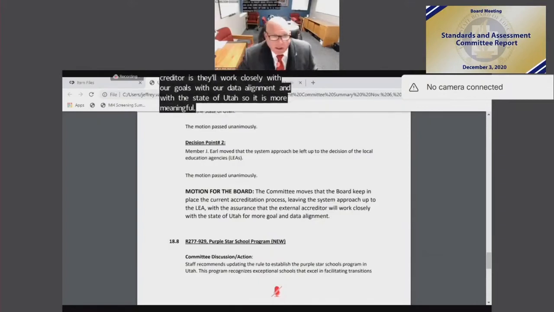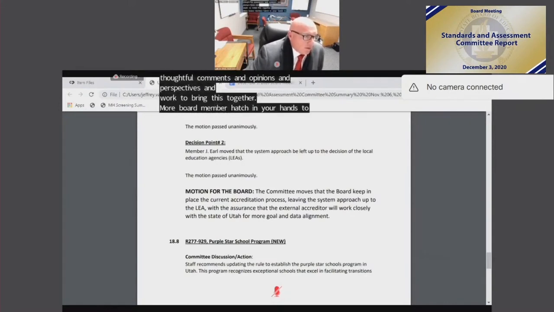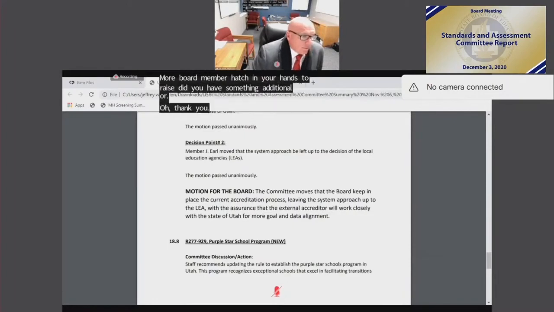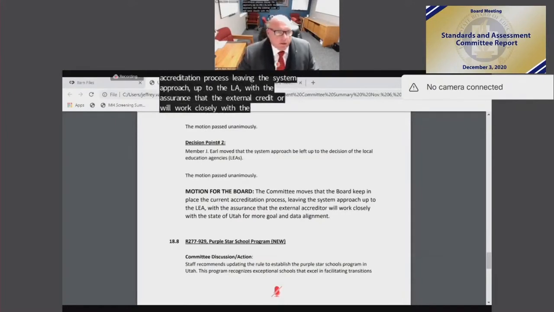Board Member Hanson, your hand's still raised. Did you have something additional? Oh, thank you. Okay, I'm not seeing any other comments. The motion before the board is that the board keep in place the current accreditation process, leaving the system approach up to the LEA with the assurance that the external accreditor will work closely with the state of Utah for more goal and data alignment. That's a motion before the board. Board members, please vote. The voting is complete and the motion passes unanimously.